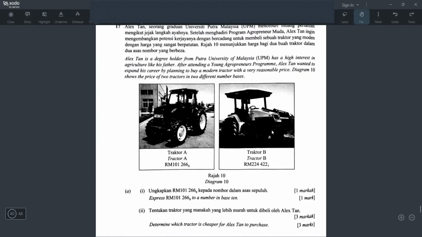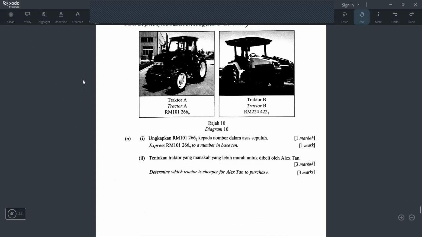Okay, I think this is the last question in section C. Number 17. Let's go. Alex Tan is a degree holder from Universiti Putra Malaysia, UPM. Has a high interest in agriculture like his father. Okay, these are all just distraction. It's not important. After attending a young agropreneurs program, Alex Tan wanted to expand his career by planning to buy a modern tractor with a very reasonable price. So far, nothing important. Diagram 10 shows the price of two tractors. Okay, I didn't see anything important here, so I can skip everything.